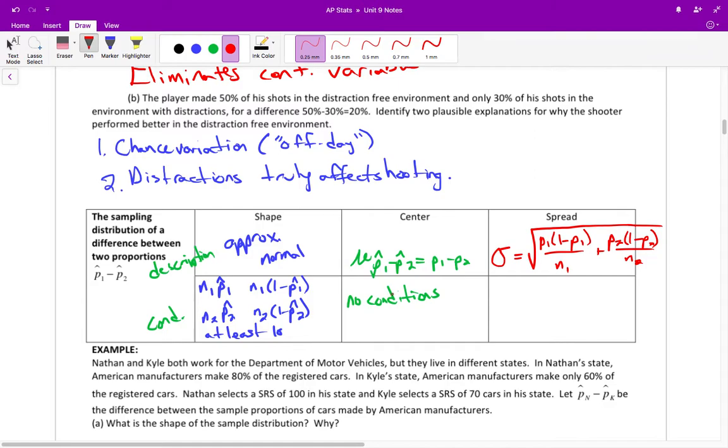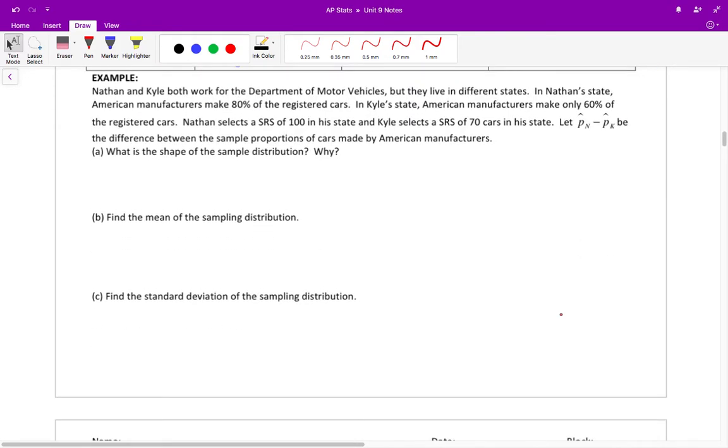Now, the condition that needs to be met is still that 10 multiplied by n rule. In other words, both sample sizes, both n's, n1 and n2, must be less than or equal to 1/10 the overall population. In other words, if you multiply each of those by 10, they need to be less than or equal to your total population.